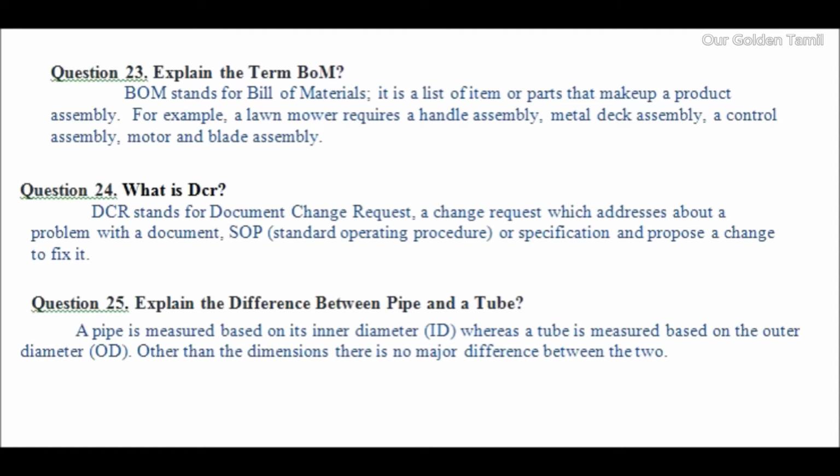Question 24. What is DCR? DCR stands for Document Change Request, a change request which addresses a problem with a document, SOP, standard operating procedure, or specification and proposes a change to fix it. Question 25. Explain the difference between a pipe and a tube. A pipe is measured based on its inner diameter, ID, whereas a tube is measured based on the outer diameter, OD. Other than the dimensions, there is no major difference between the two.